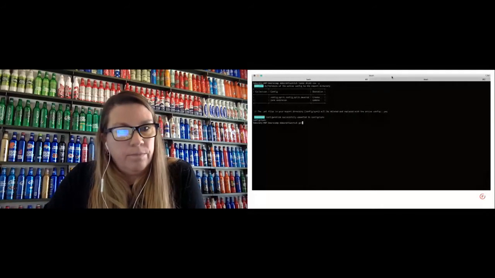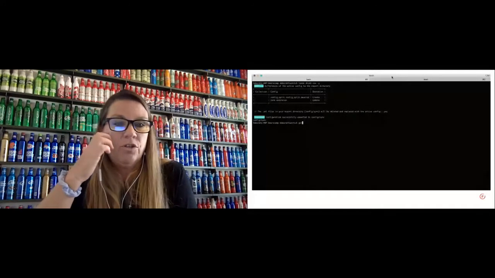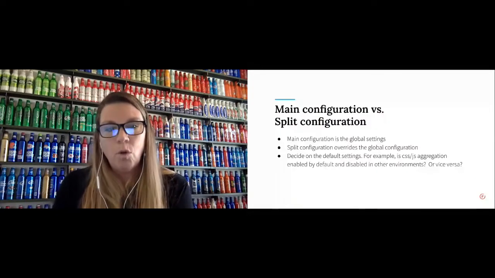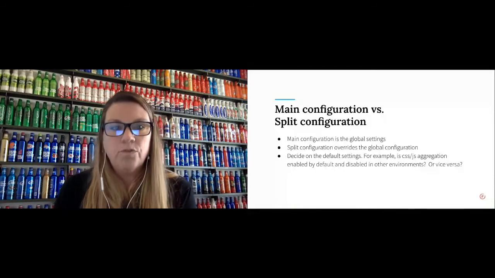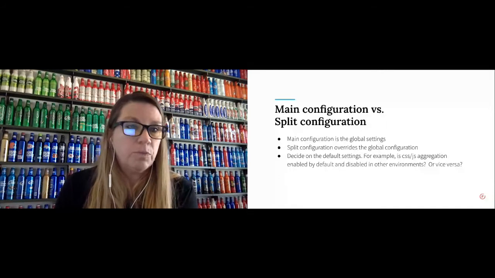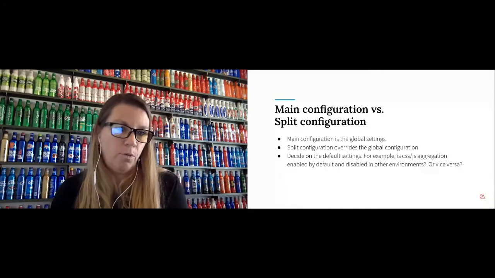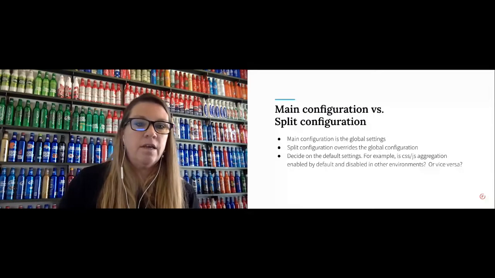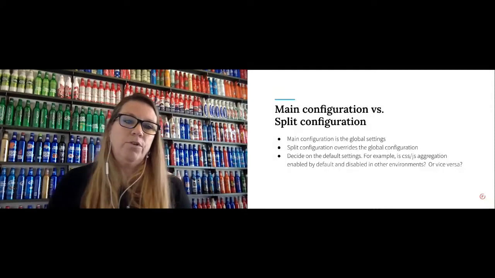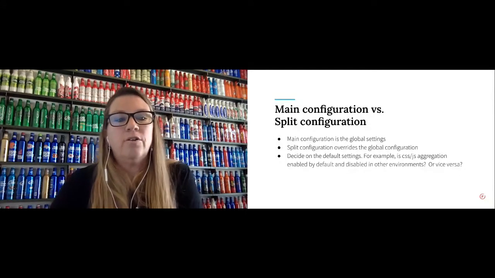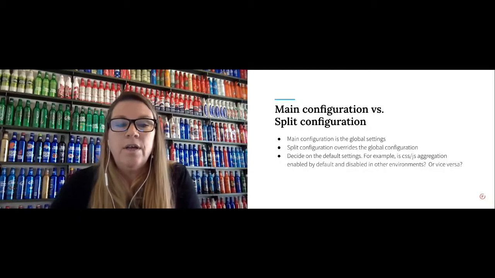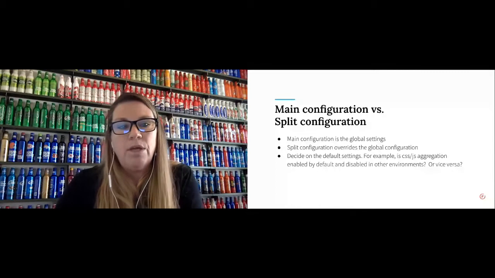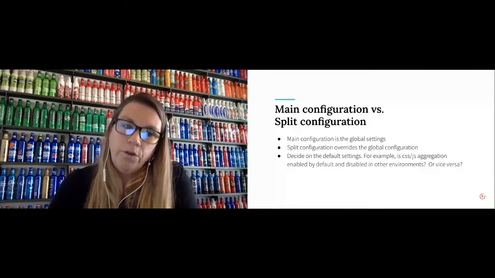So, main configuration versus split configuration. Basically your main configuration is your global settings. That's your settings that are going to be used for all of your different environments, whereas your split configuration overrides your global configuration. So you want to decide on your default settings. For example, you want your CSS and JS aggregation enabled by default, and then in your non-production environments or your local environment, you want to disable it. Or you could do it vice versa.